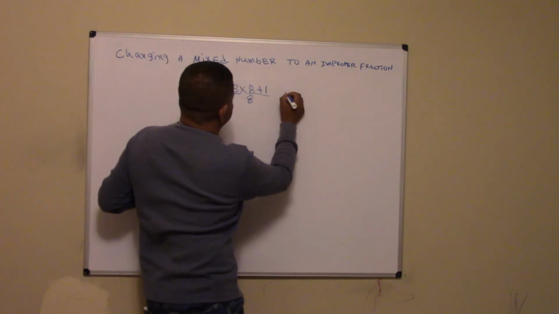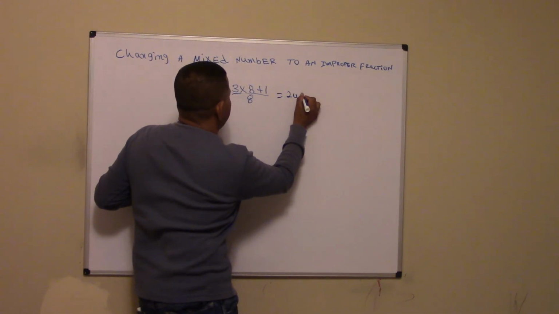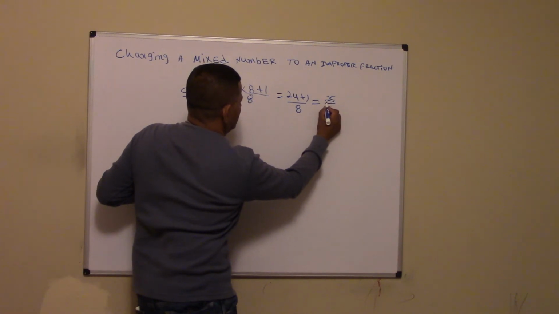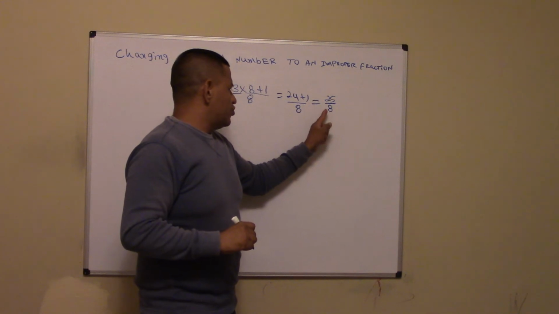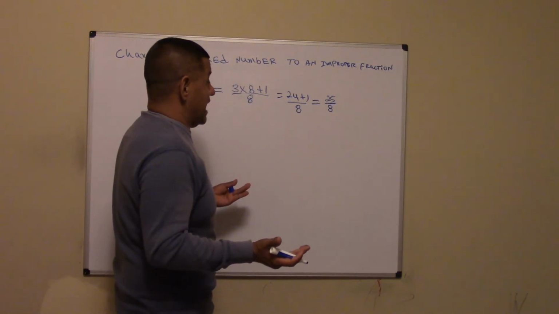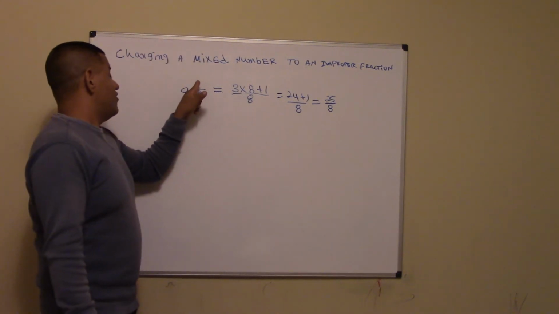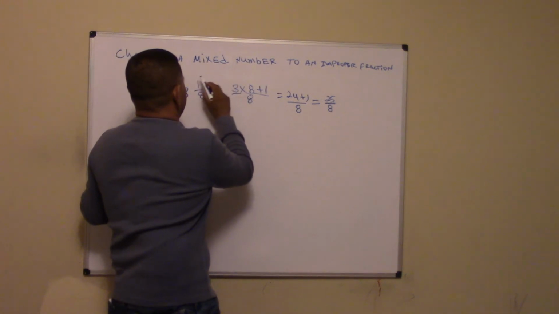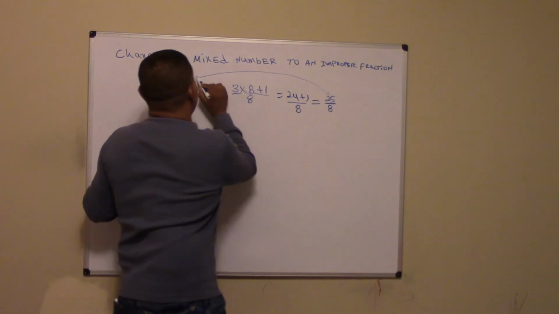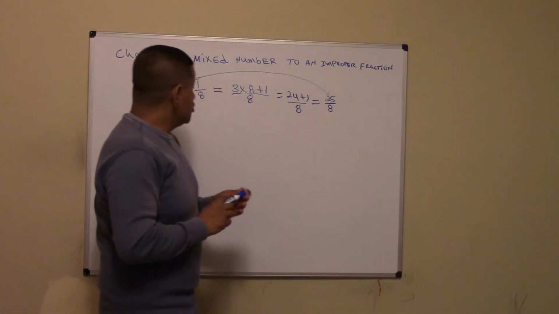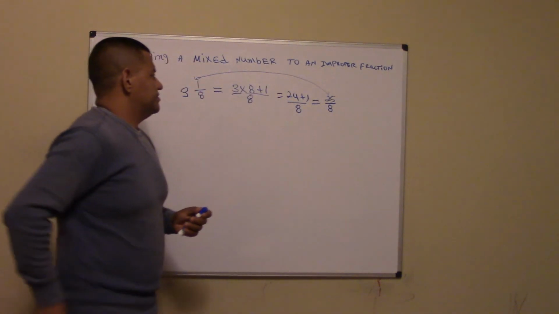So therefore, this is 24, right? Plus 1 over 8, which is going to be 25 over 8. Okay? And again, if you divide 25, 8 goes into 25 3 times, equal 24, right? So how many do you get as a remainder? You get a remainder of 1, which is that one right there. And therefore, these two numbers are equivalent. The only difference is that this is a mixed number and this is an improper fraction, okay? So we went from a mixed number to an improper fraction, okay?